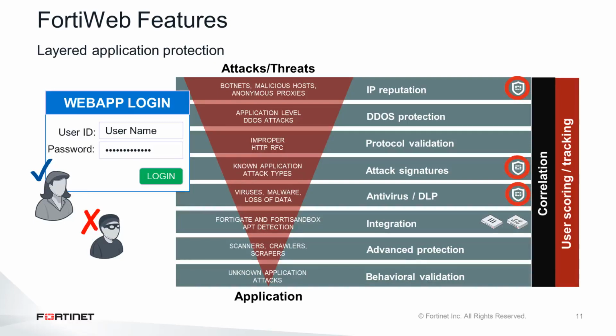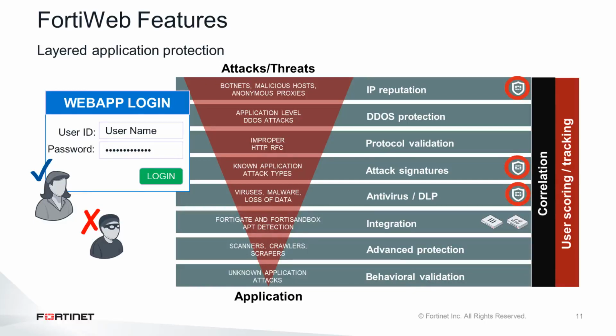FortiWeb then checks that the request hasn't been manipulated using HTTP RFC validation. Requests are checked against FortiWeb's signatures for known attack types. Any files, attachments, or code are then scrubbed with FortiWeb's built-in antivirus and data leakage services. Advanced persistent threats are screened using integration with FortiSandbox and FortiGate. Advanced protection looks for things that appear as normal activities, such as screen scraping and unwanted website scanners.